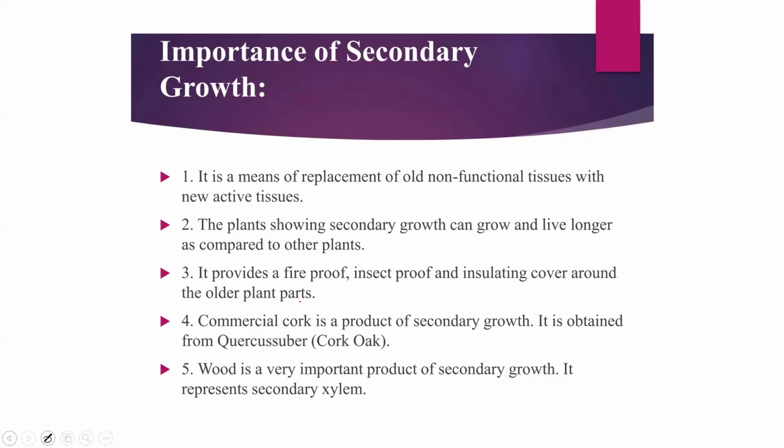If secondary growth is present, it provides a fire-proof, insect-proof, and insulating cover around the older plant parts. Commercial cork is a product of secondary growth, obtained from Quercus suber, the cork oak. Wood is a very important product of secondary growth. It represents the secondary xylem. Secondary xylem is nothing but wood. We will discuss the structure of wood in gymnosperms and angiosperms later.